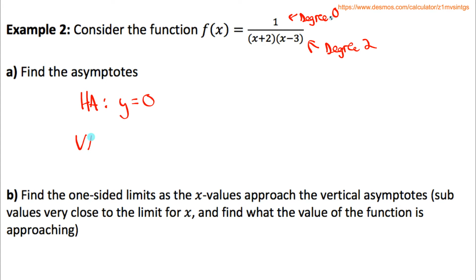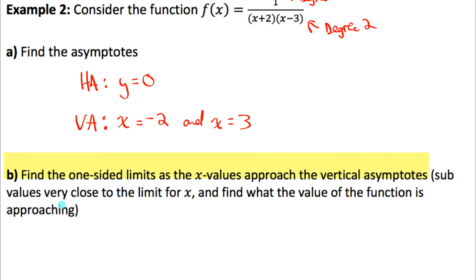Vertical asymptotes are at places that make the denominator be 0. So what x value would make the denominator be 0? Well, since it's in factored form, I can see that an x value of -2 would make that factor be 0, which means the whole denominator would become 0. And I know an x value of 3 would make this factor be 0, which would then make the whole denominator be 0. So there are vertical asymptotes at x equals -2 and at x equals 3.